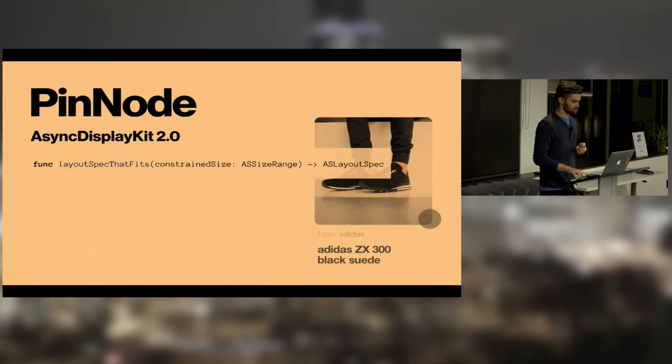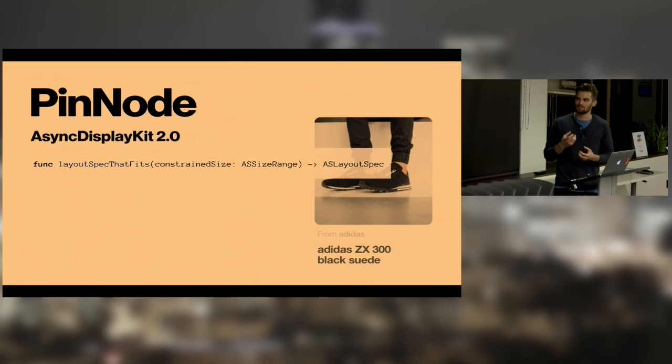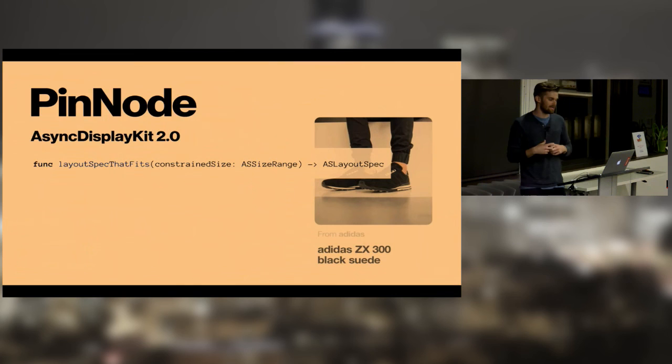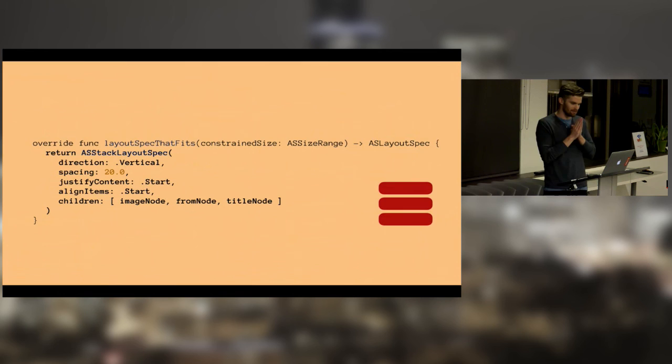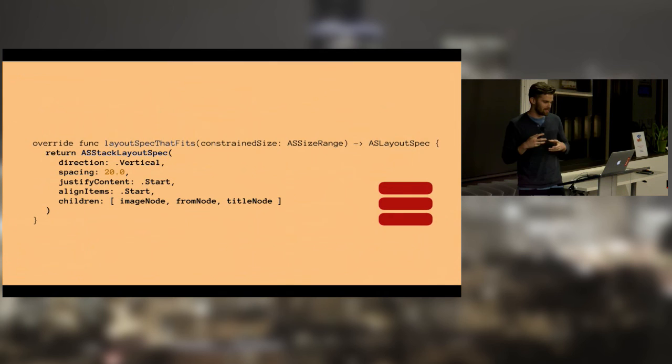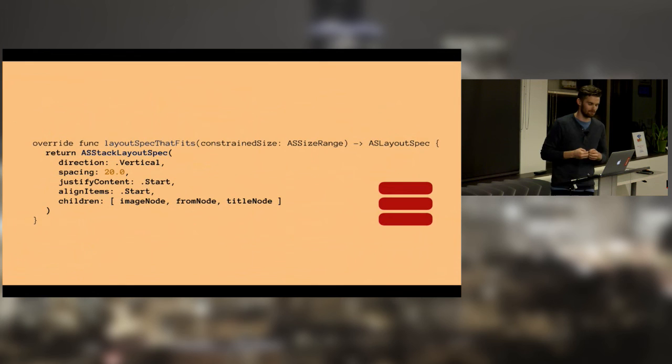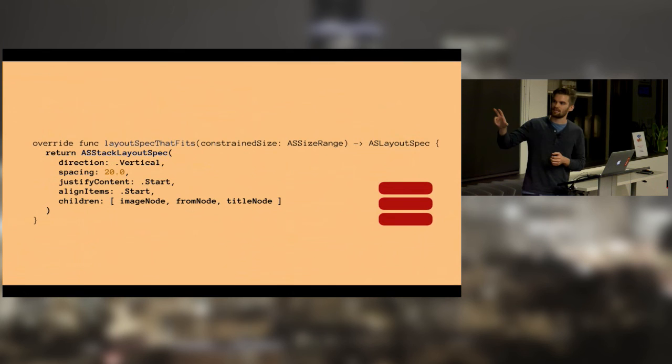First up, calculate size that fits in the manual layout world becomes layout spec that fits. This returns a layout spec object that describes the node and its children's size and position. A constrained size is still passed in, but it's no longer just a fixed CGSize. It's this ASSizeRange, a struct with a minimum and maximum CGSize to allow expanding constraints. Okay, so now we have this stack layout object here. This stack layout is very similar to the behavior of CSS Flexbox. We've tried to stay as true to the implementation as possible. And I also just want to mention that this stack layout just couldn't have been possible without the tremendous help of the ComponentKit framework.